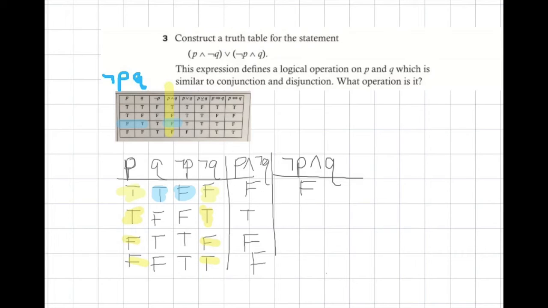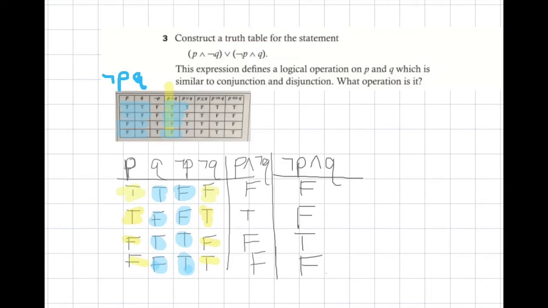Okay, then the next one is not P, false, and Q, false. So we're looking for false, false, which is false. Next one, not P, true, Q, true. So true, true, that's true. And last one, true, and then false, not P and then Q. So true, false is this one, and that would be a false answer.